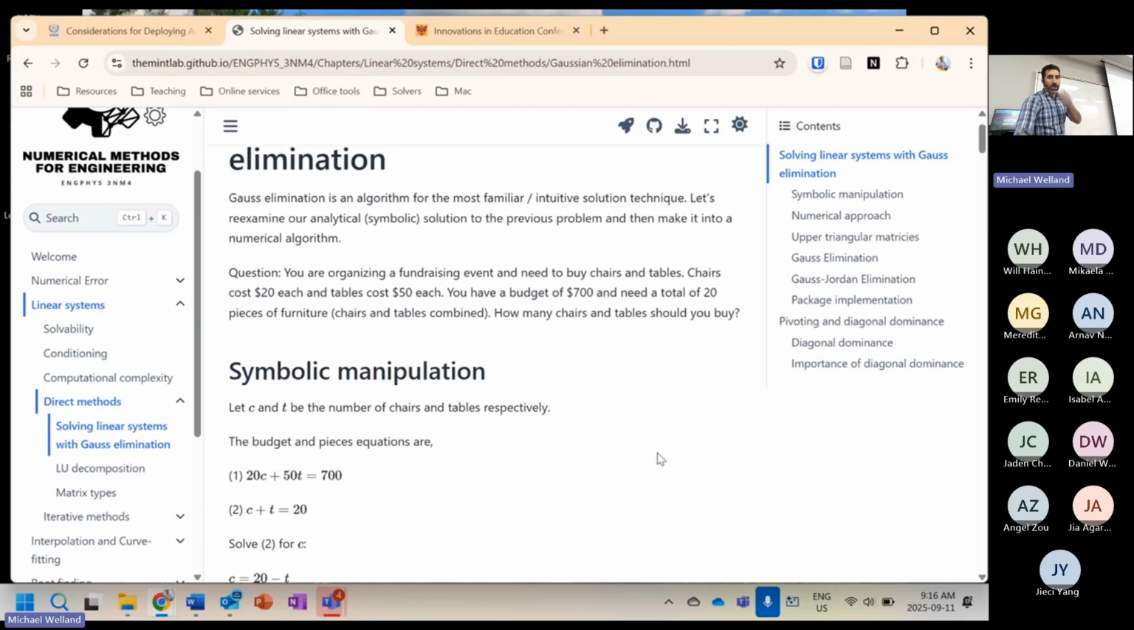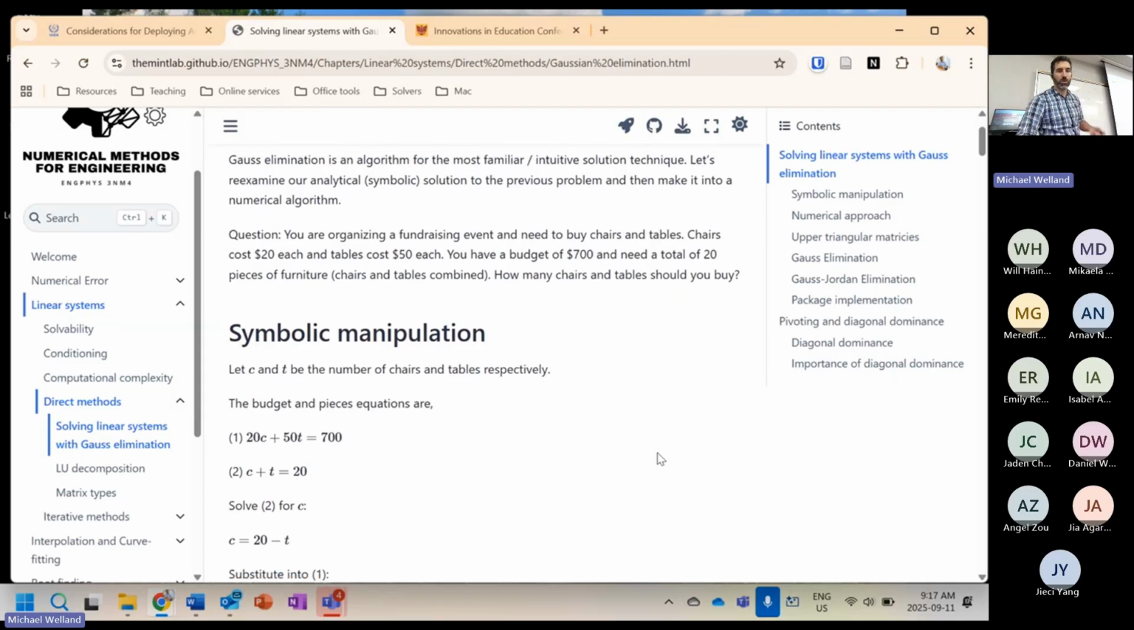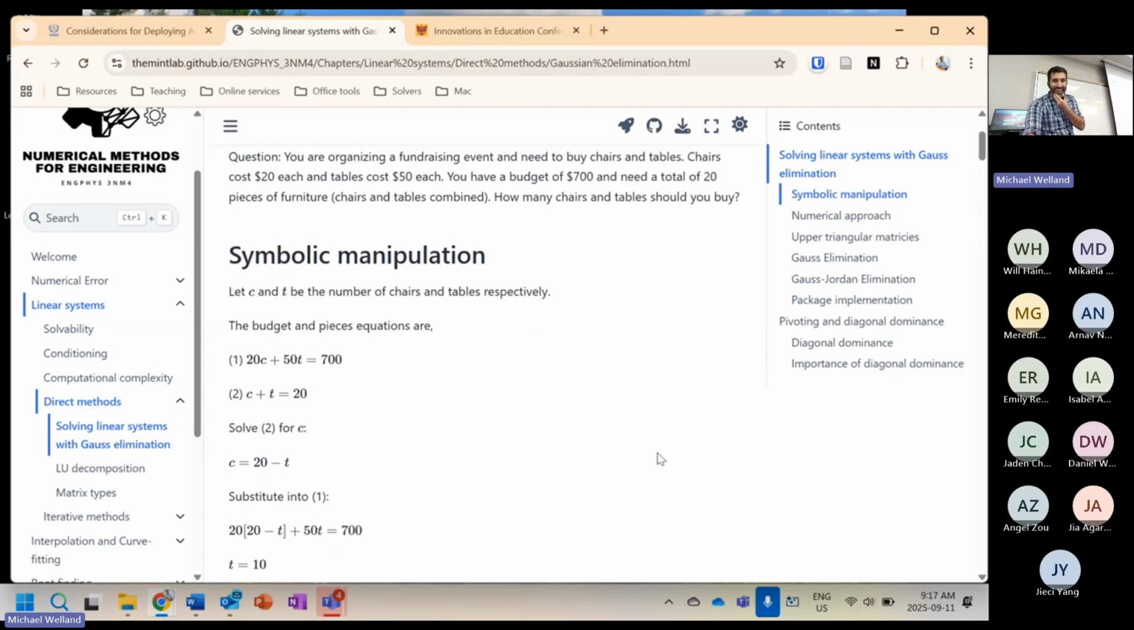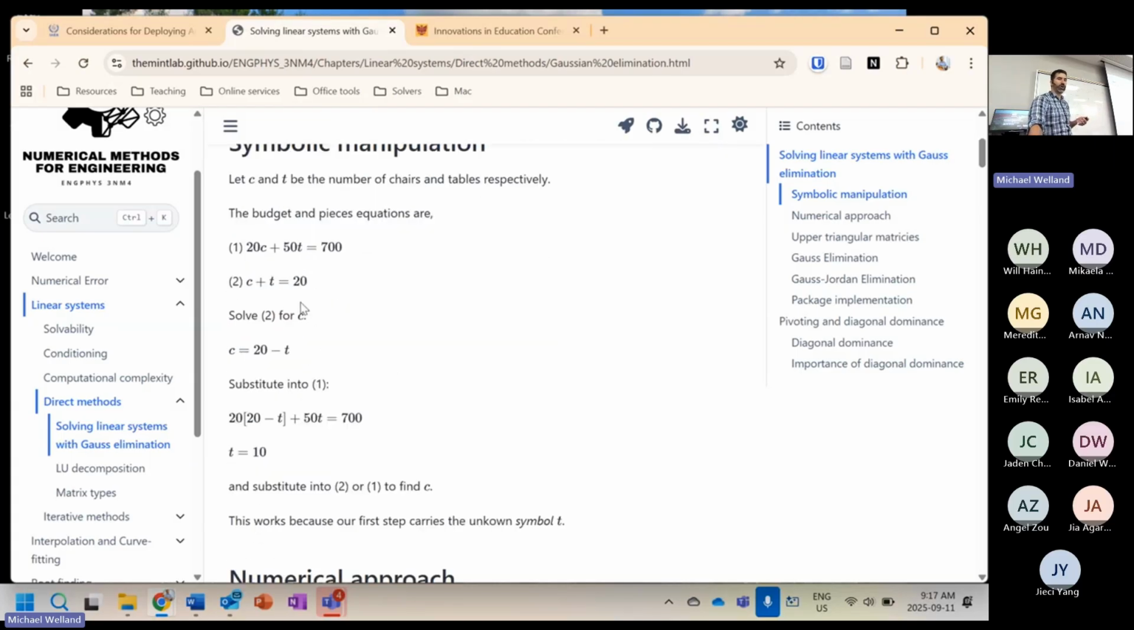Okay. Gaussian elimination, you already know. That's the good news. This is how you've been doing this substitution way of solving these equations. It is the formalized algorithmic way to do it. And I'm guessing you did that because you were just talking about the augmented matrix. Okay. What you do is, returning to our original problem, you have 20 plus 50, 700, C plus T equals 20, and you solve, right?